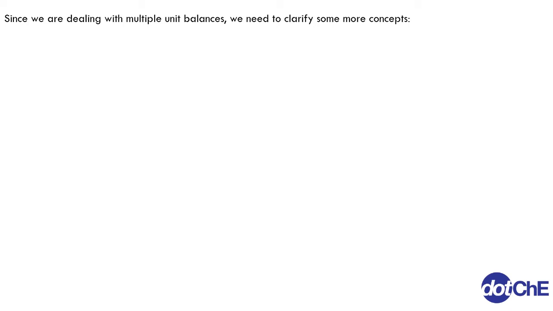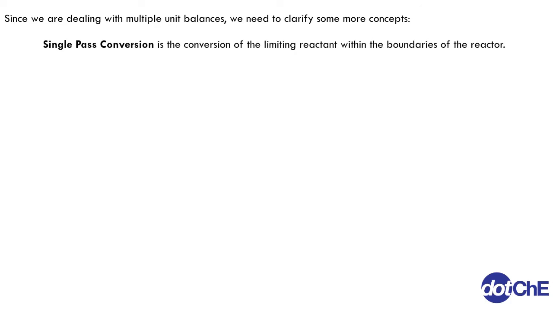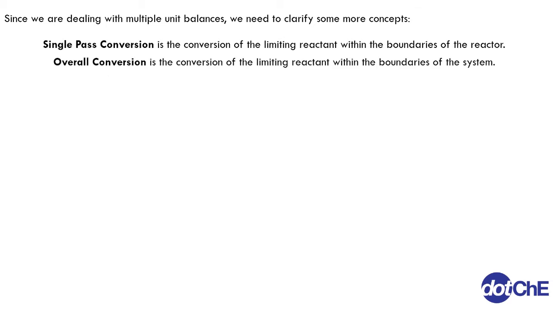Since we are dealing with multiple unit balances, we need to clarify some more conversion concepts, which include the single pass conversion, which is the conversion of the limiting reactant within the boundaries of the reactor, and the overall conversion, which is a conversion of the limiting reactant within the boundaries of the system. Now let us use these concepts with this simple problem.